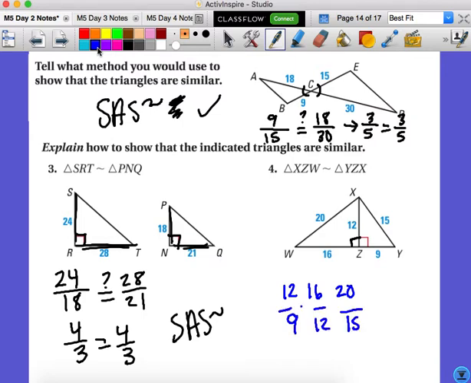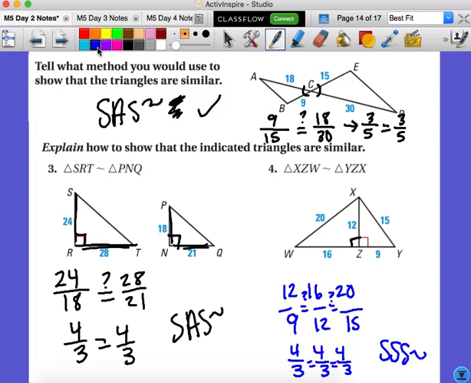If I'm using side, side, side, I would need to test that all of those ratios are the same. So looking at that, 12 over 9, those are both divisible by 3, so that becomes 4/3. The second ratio, they're both divisible by 4, so that becomes 4/3. And last but not least, they're both divisible by 5, which becomes 4/3. So yes, I could use side, side, side similarity.